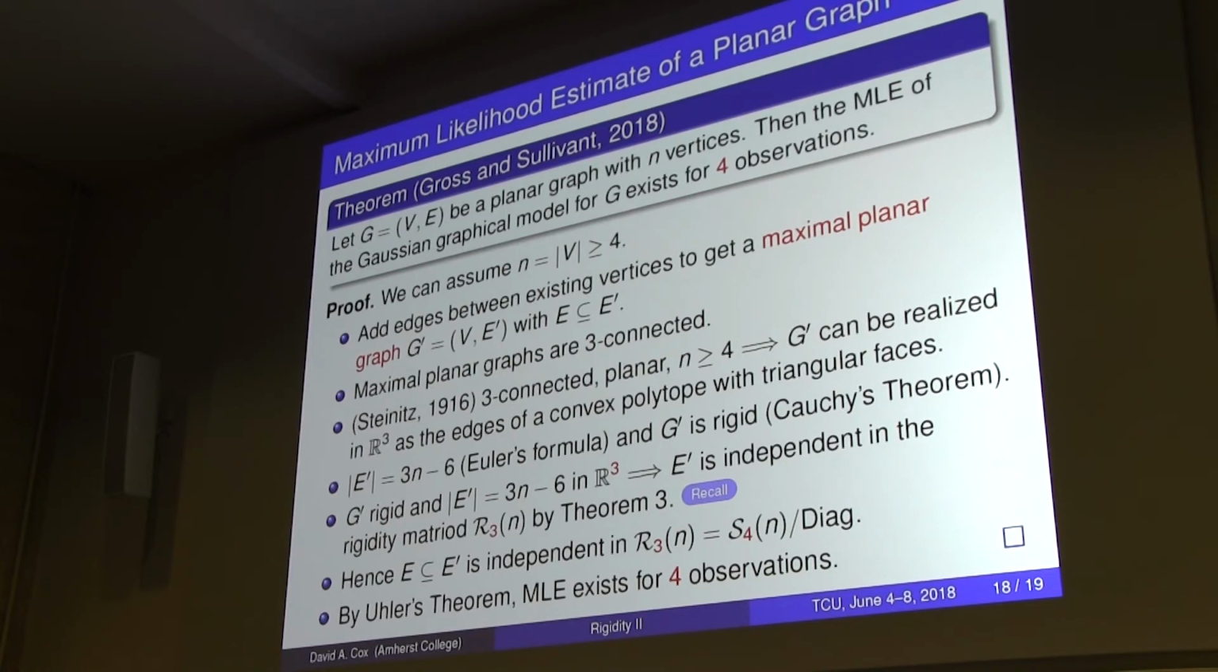And again, I'm calling G prime the maximal one. Remember, G is what I started with, G prime is the maximal one. And again, I'm keeping the vertex set, I'm just adding edges. So that's the difference between G and G prime, is G prime has more edges. So anyway, here's this 3-connected planar graph with at least 4 vertices. Then Steinitz proved that G prime can be realized as the edges of a convex polytope with triangular faces.